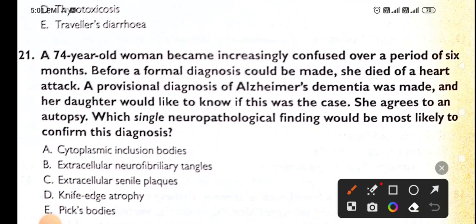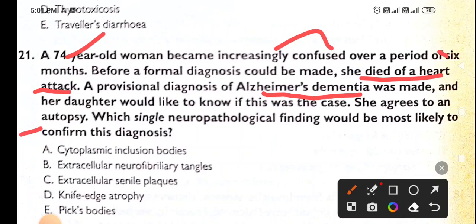Now, a 74-year-old woman became increasingly confused over a period of 6 months before formal diagnosis could be made. She died of a heart attack. A provisional diagnosis of Alzheimer's dementia was made, and her daughter would like to know if this was the case. She agrees to an autopsy. On autopsy, which single neuropathological finding would most likely confirm the diagnosis?